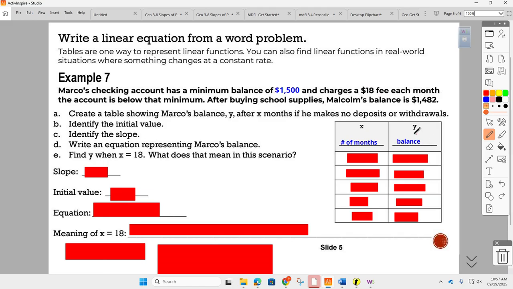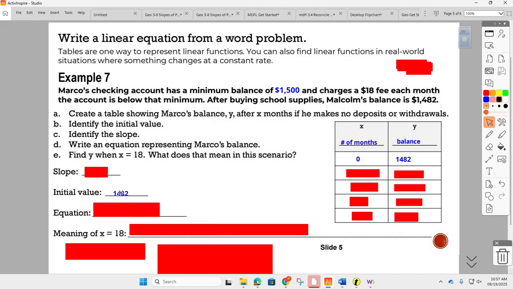So, what is his balance going to be at 0 months? That is his starting balance, $1,482, and that's going to go in as his initial value. That is the beginning balance right there. It does say that he's not going to make any more deposits or withdrawals. So we've identified the initial value.